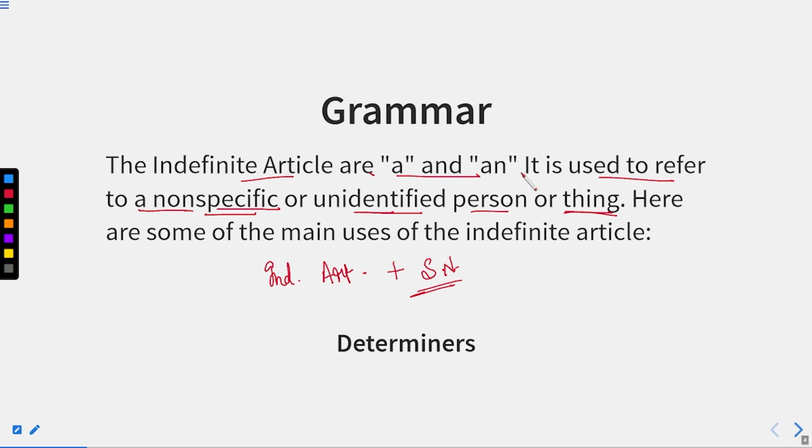One more important thing: if there is an article, it should necessarily be followed by a noun. It means a noun is mandatory to place an article before it. If there is no noun, there is no use of an article at all.